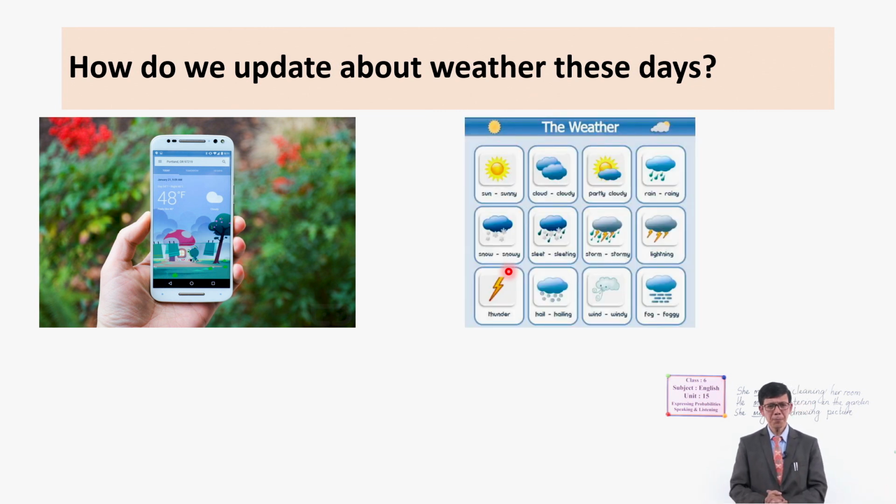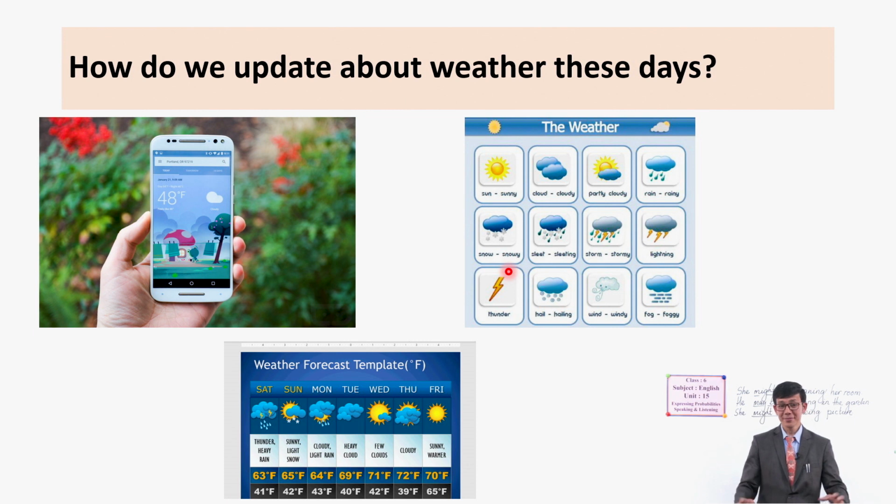Or look at this, whether it will be sunny or cloudy, or partly cloudy, or it will rain. You can see these kinds of things on Google. And this is how you update about the weather. But we also go through the newspaper, and there is the weather forecast template, and we can see how the weather will be for the next 24 hours, a week, or maybe 15 days like this. This is how we get updates about the weather.